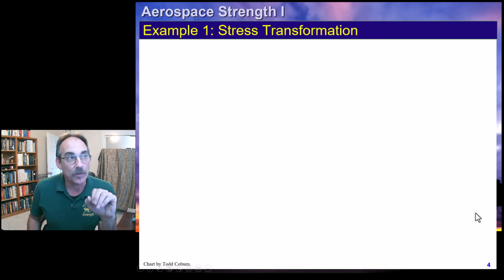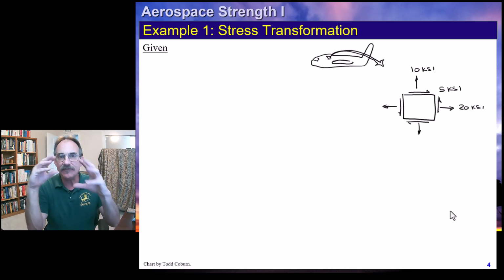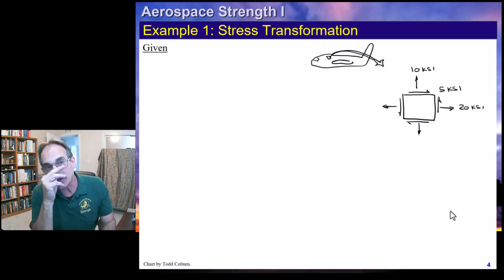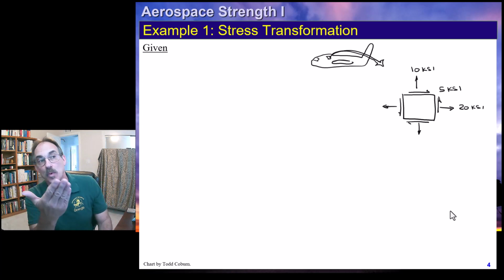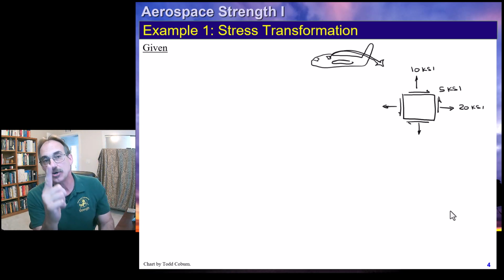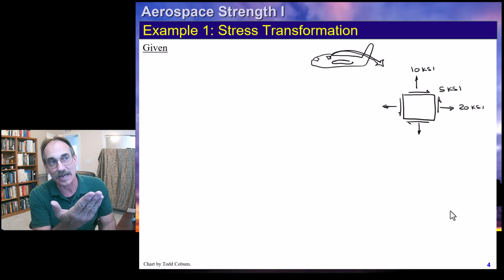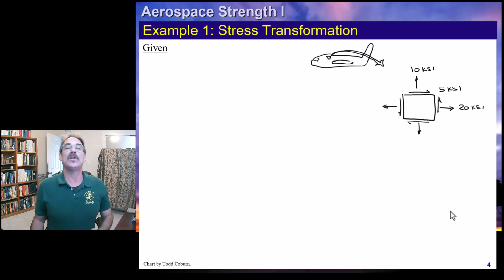Our first little example looks like this. Let's say that we have an aircraft and we pull one infinitesimal element out of there and find stresses in the x direction of 20 ksi, in the perpendicular direction of 10 ksi, and a shear stress of 5 ksi. All three stresses are acting in the positive direction, so we've got a positive 20,000 psi x stress, positive 10,000 psi y stress and a positive 5,000 psi shear stress, which is tau xy. We can now plug those into our equations.